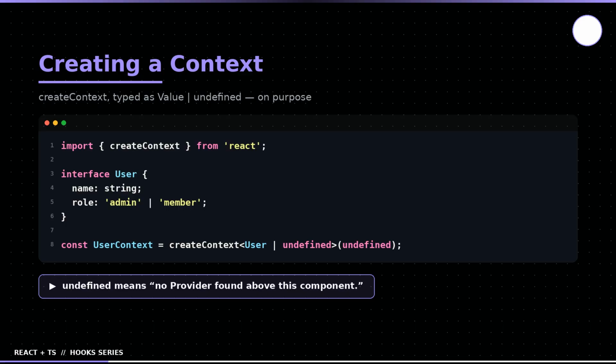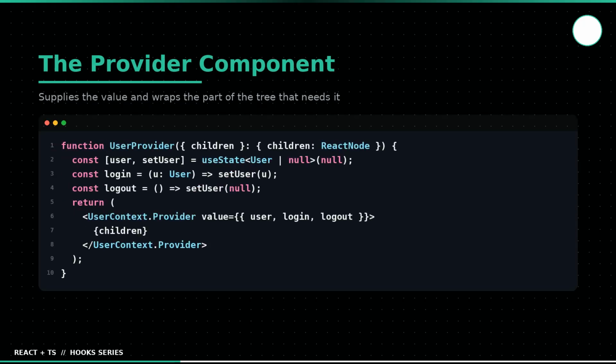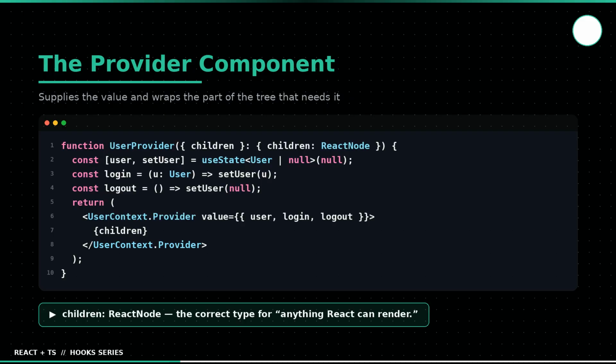It's a little more setup than JavaScript, but it means you can never accidentally use the context outside of its provider without TypeScript or your code warning you. The provider component. Context by itself doesn't do anything. It needs a provider that actually supplies the value, and wraps the part of the tree that should have access to it. Import createContext, useState, ReactNode from React.